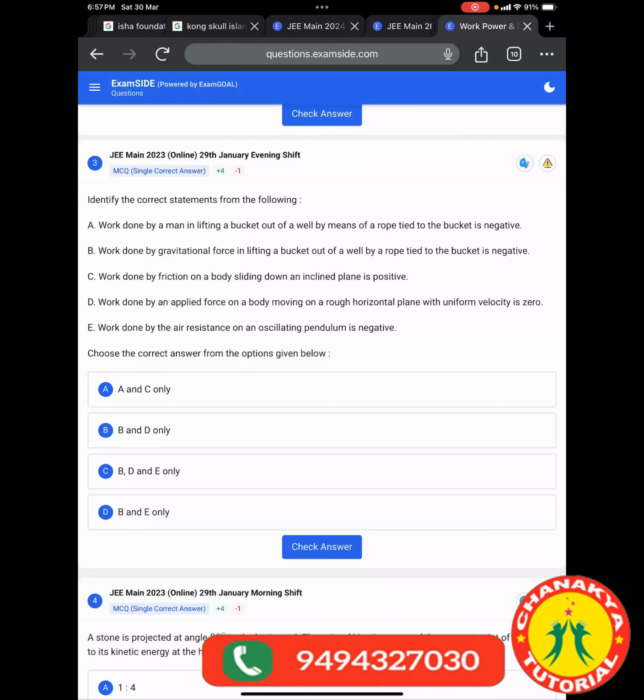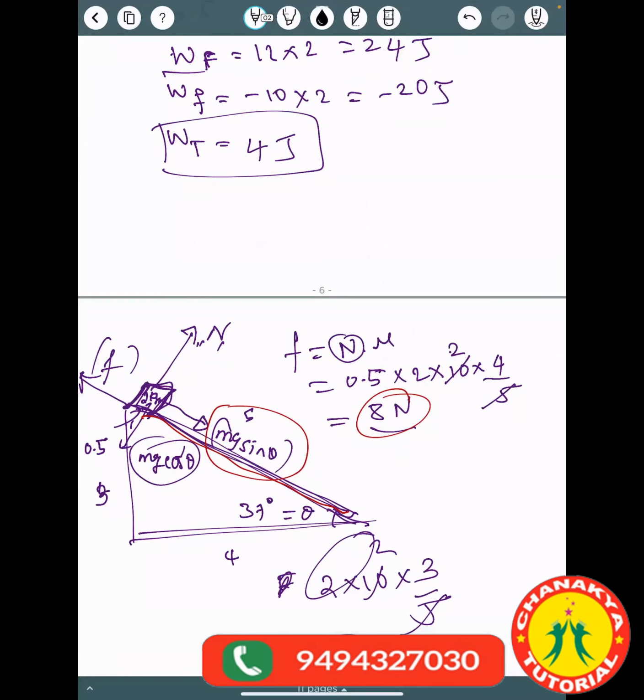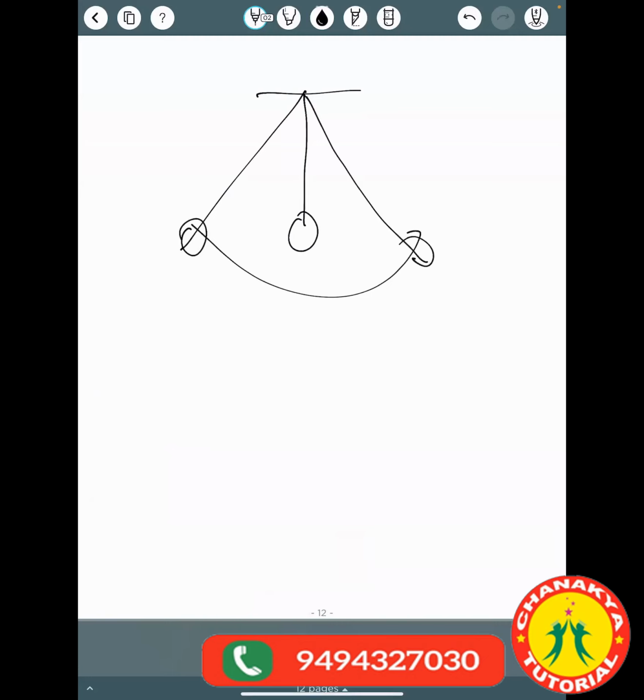E, tell me about option E. Let me show you this. So, an oscillating pendulum. You guys have seen this, right? If I take a pendulum and displace it a little bit, it oscillates like this, no? Correct?